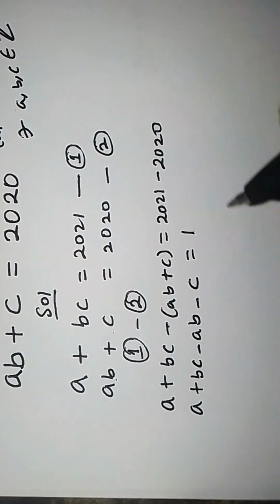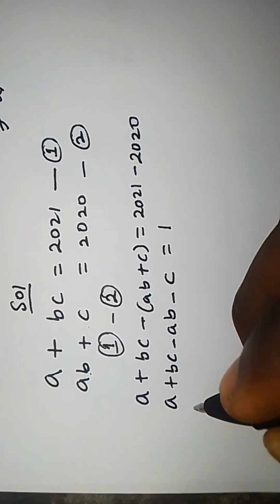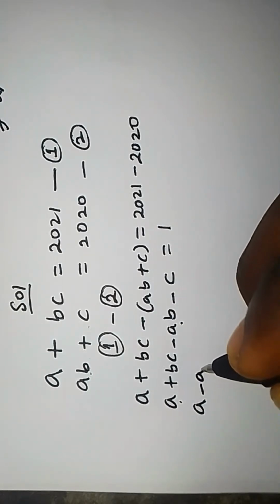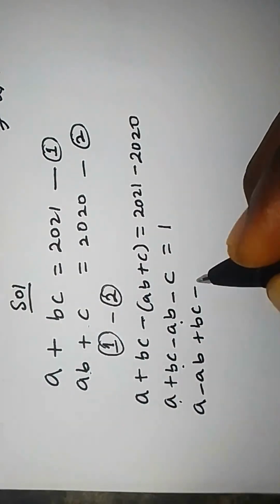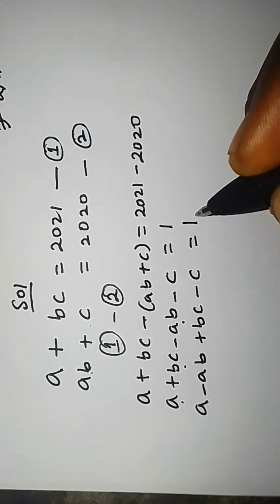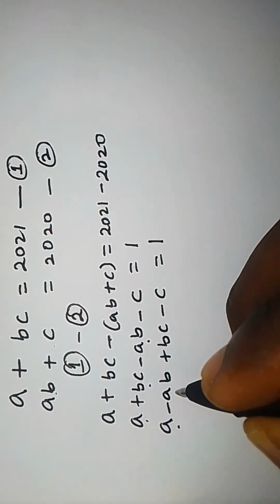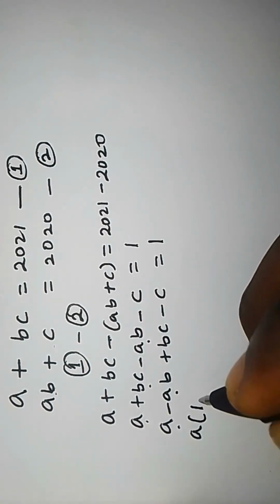That is 1. Now, let us rearrange this left-hand side. So that will be A minus AB plus BC minus C equals 1. From these two terms, we can factor out A. So that will be A times (1 minus B).